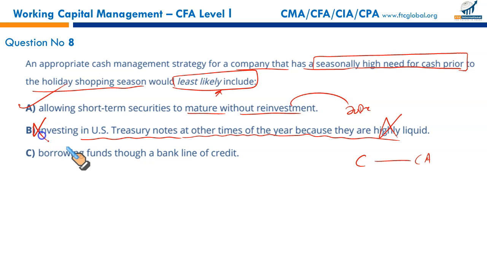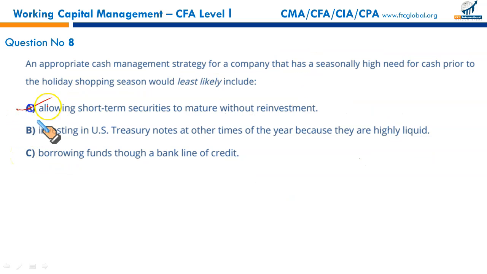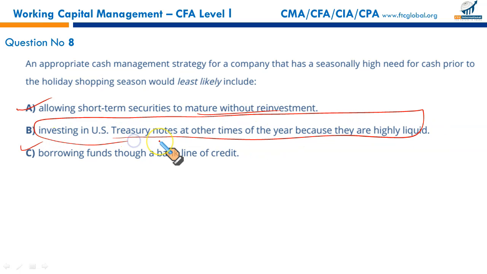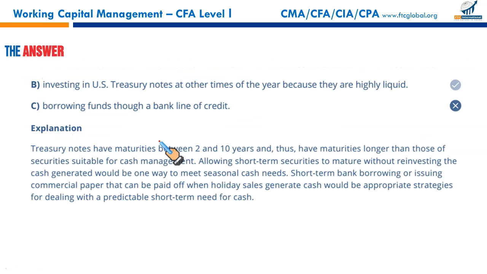This is not recommended. Borrowing funds through bank line of credit, yes, you can arrange a bank line of credit, and whenever there is a surge of cash needs, you can use this arrangement with the banker. So A and C are recommended because they are easily available, but these are long-term investments and not readily convertible into cash. So that makes B the correct option. Investing in US Treasury notes at other times of year because they are highly liquid.